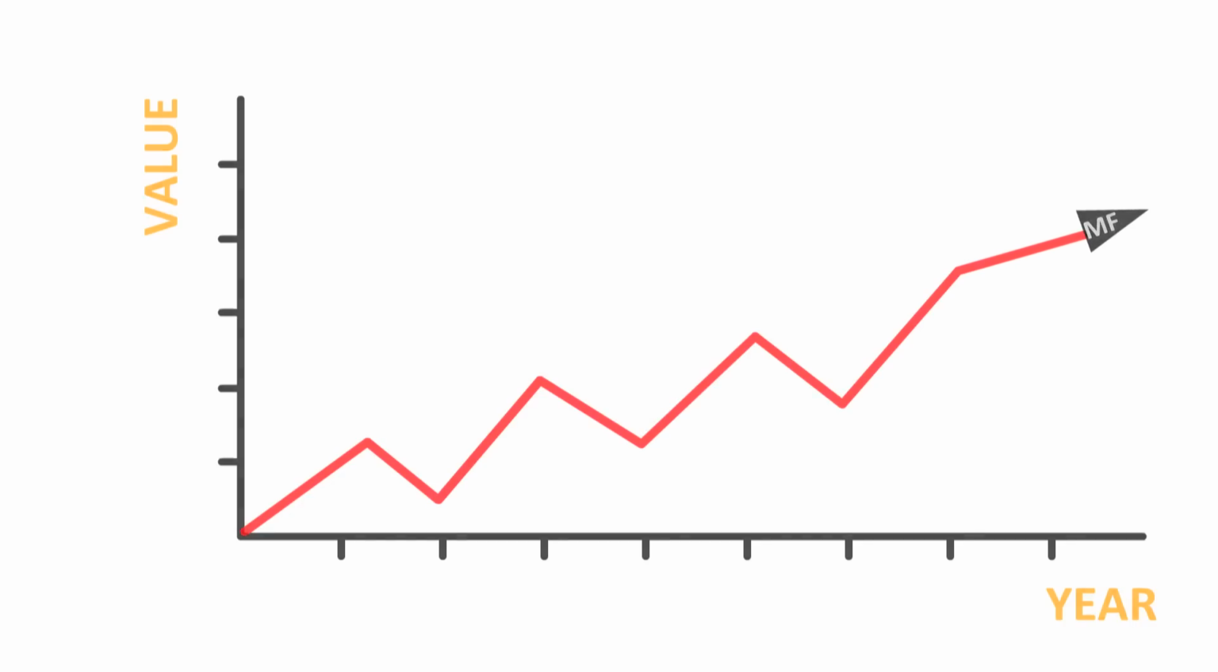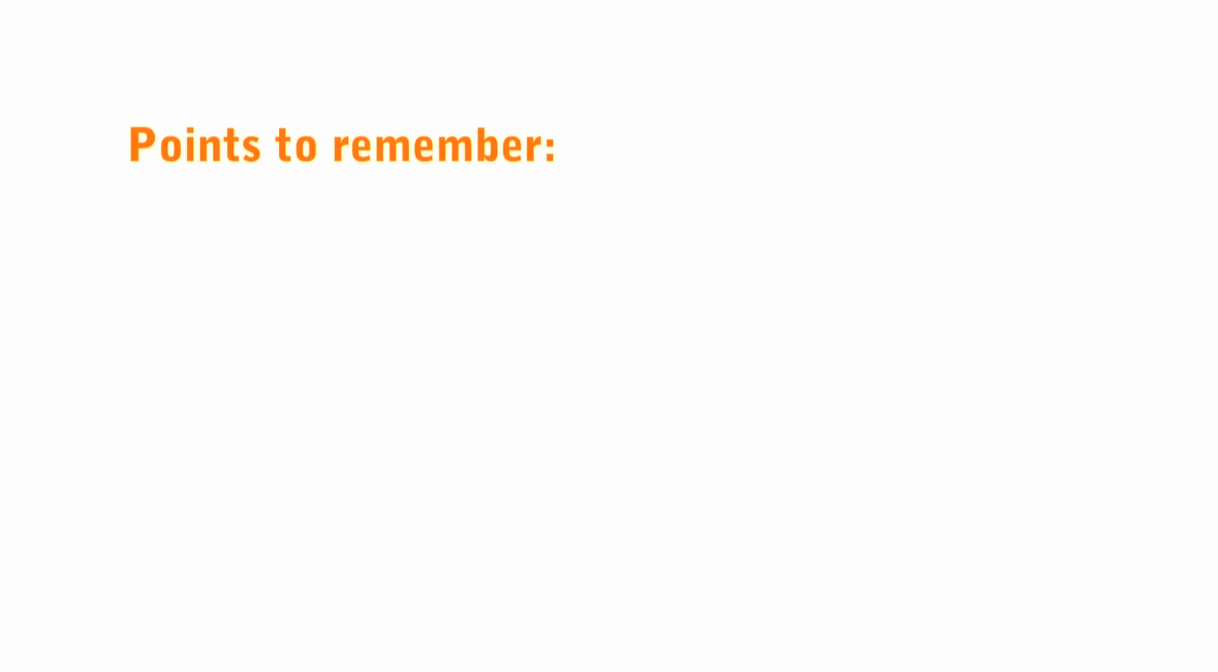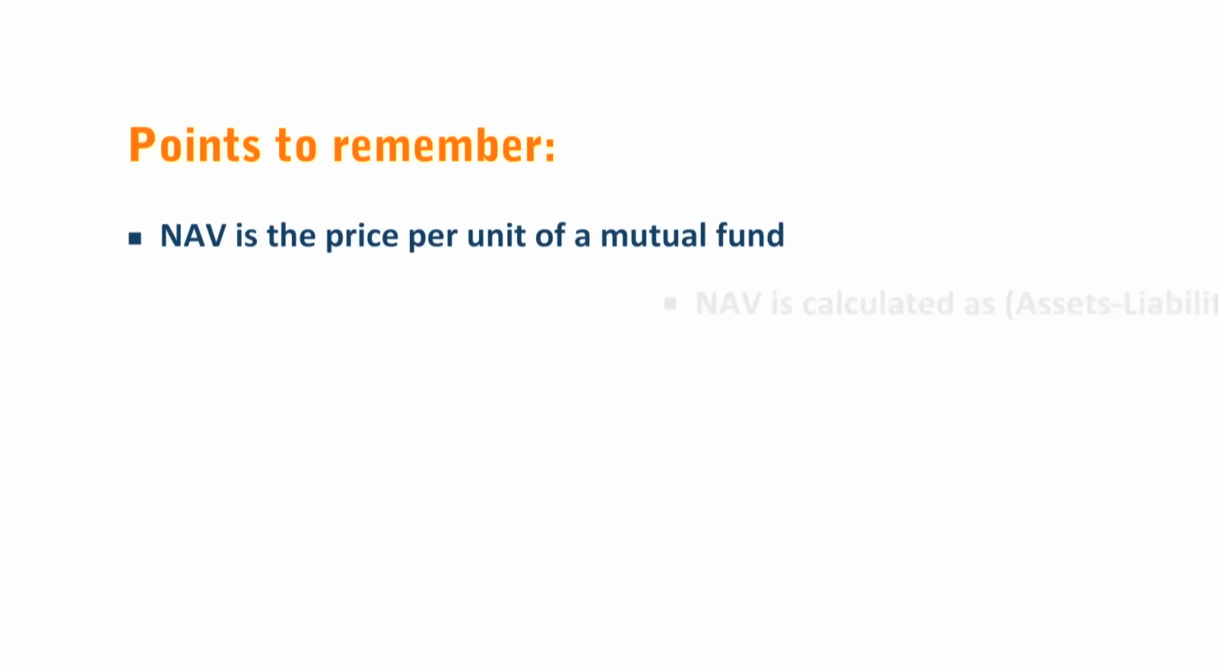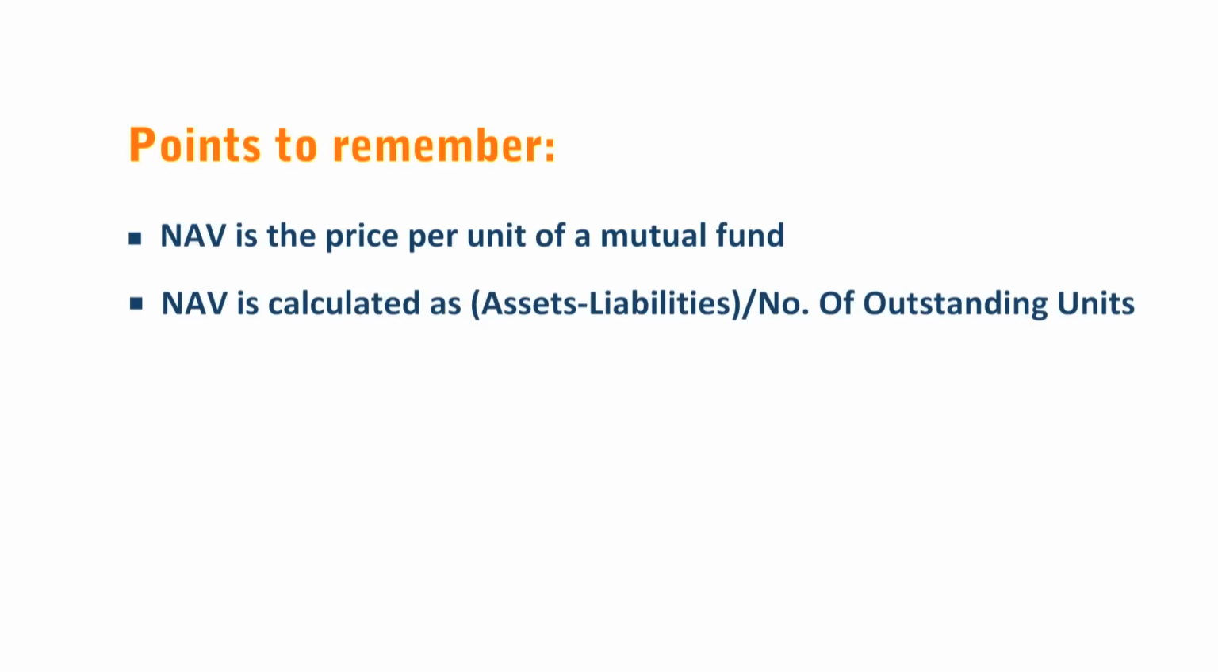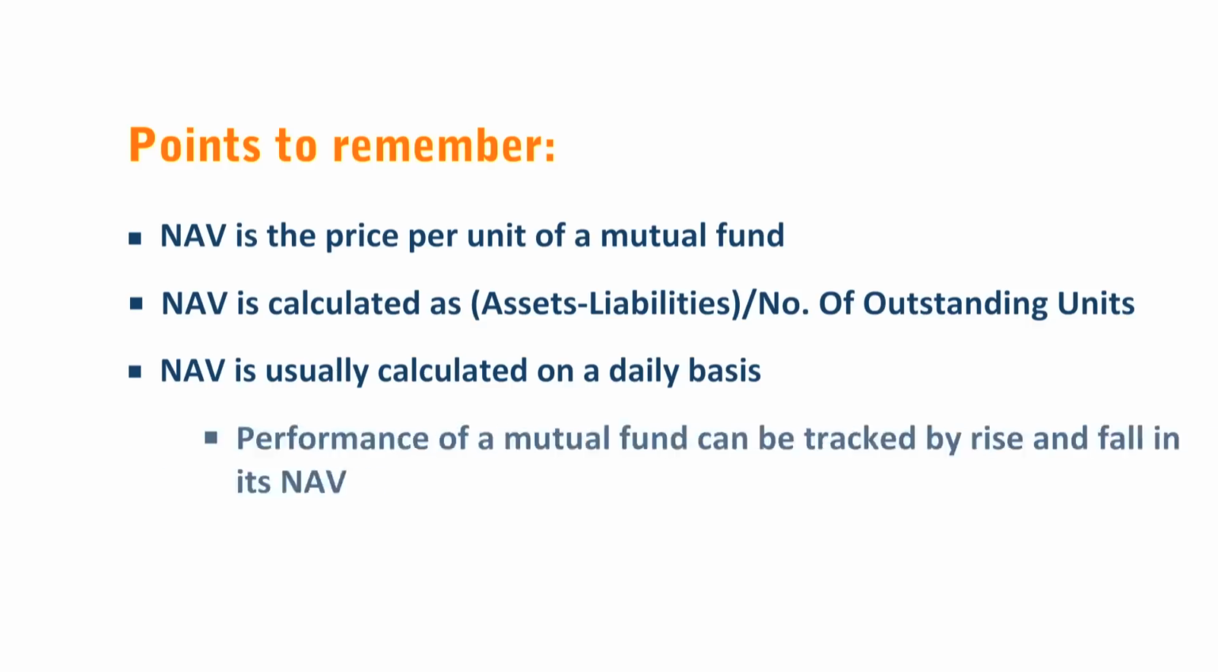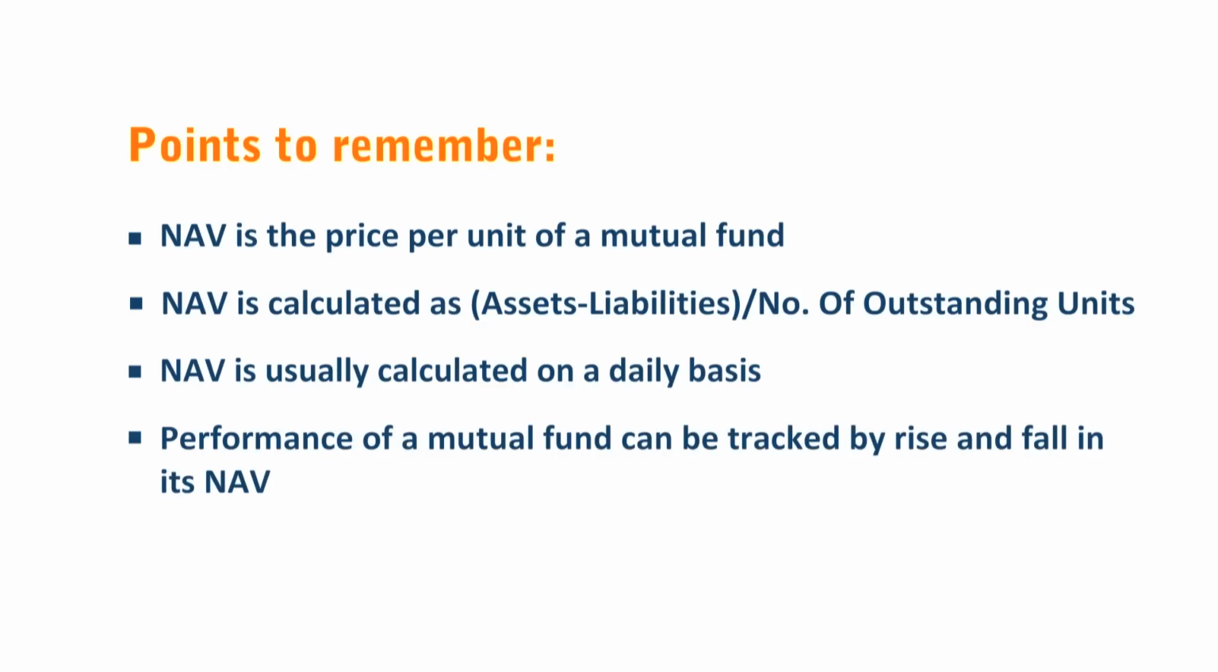Points to remember: NAV is the price per unit of a mutual fund. NAV is calculated as assets minus liabilities divided by the number of outstanding units. NAV is usually calculated on a daily basis. Performance of a mutual fund can be tracked by rise and fall in its NAV.